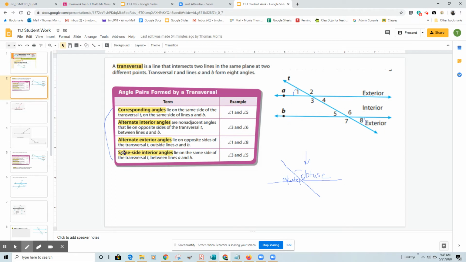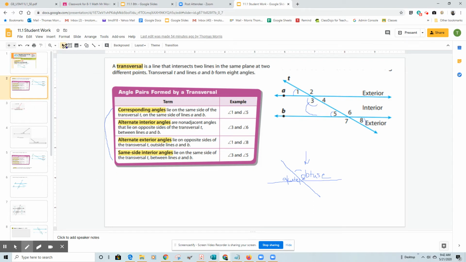And then lastly, same side interior. On the interior, on the same side, 3 and 5, take a look at those. Take a look at the shape. That is bigger, that is smaller, so those are not the same. You're going to have to add those up to get your 180, which I'm going to talk about in just a second. That's what same side interior means, on the inside.